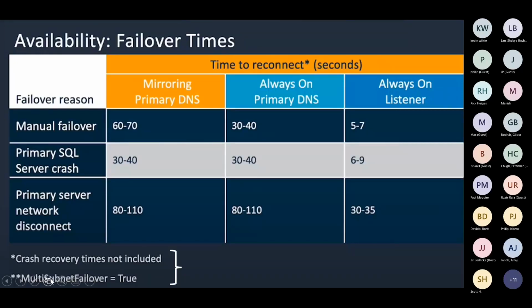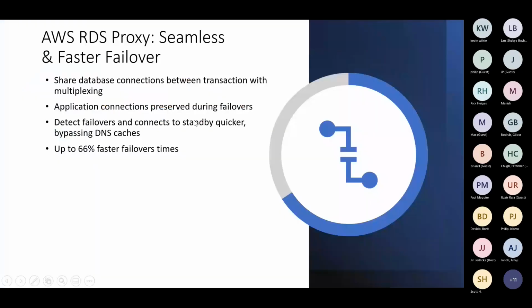That's why it would be best to turn on MultiSubnetFailover equal to true. But here's the thing, for all of this that I was talking about, there are ways you can bypass that. There's something called RDS Proxy. RDS Proxy makes for a seamless and faster failover.